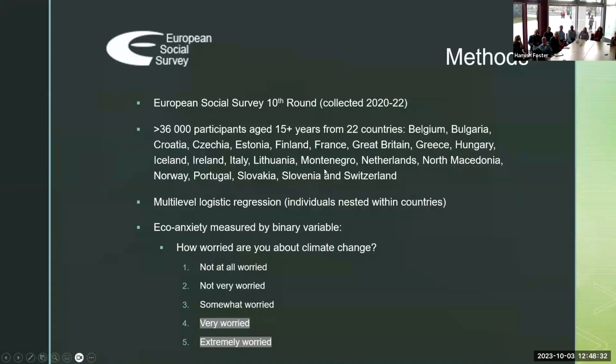So the data we used was the European Social Survey, and they've collected data on worry about the climate, I think in 2 ways, but I'm using the most recent one. It was collected during COVID, which means it's not necessarily comparable to previous data. It includes around 36,000 participants aged 15 and over from across 22 countries, including Great Britain and the ones mentioned here. Most of the results I'm going to present today are just descriptive, but there are some multi-level regression models that are calculated.